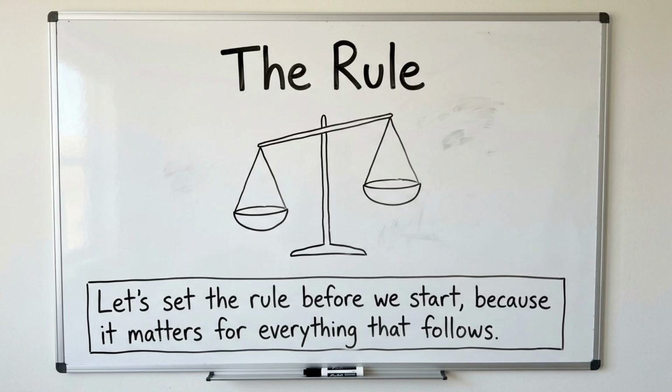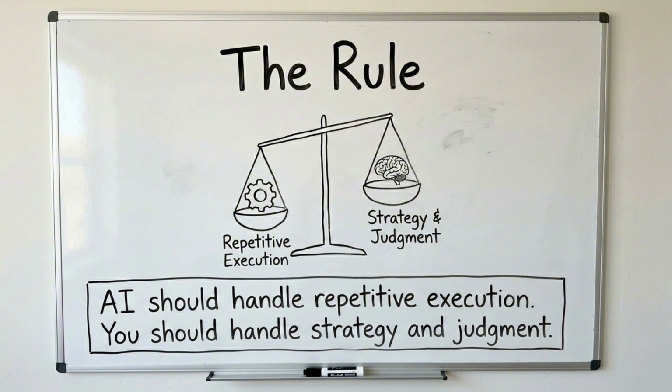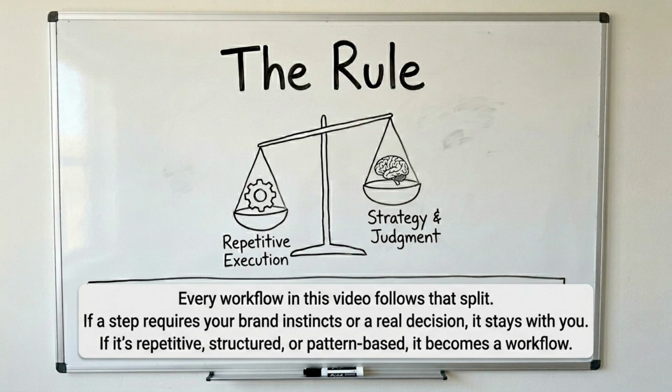Let's set the rule before we start, because it matters for everything that follows. AI should handle repetitive execution. You should handle strategy and judgment. Every workflow in this video follows that split. If a step requires your brand instincts or a real decision, it stays with you. If it's repetitive, structured, or pattern-based, it becomes a workflow.